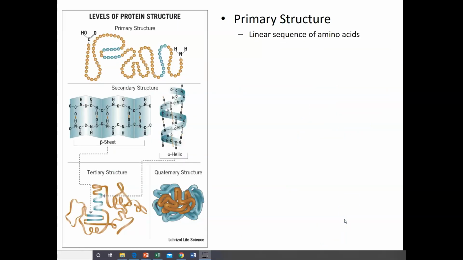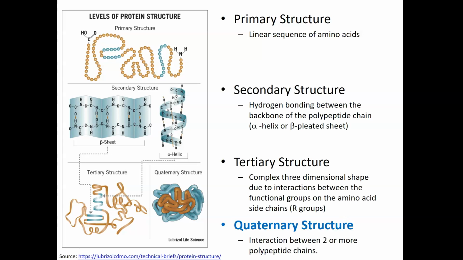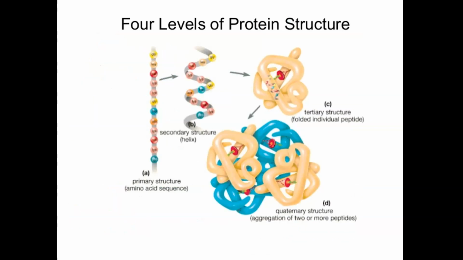All right, so we have now covered primary, secondary, tertiary structure, and last we have quaternary structure. Quaternary structure is again the interaction between 2 or more polypeptide chains. And so we've gone through our primary structure, secondary, which shown here is an alpha helix or could be a beta pleated sheet. We've got our tertiary structures. And so then when you bring together your individual polypeptide chain and allow for an interaction with other polypeptide chains, we're going to get this quaternary structure.